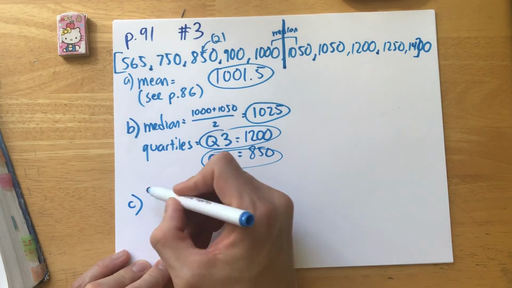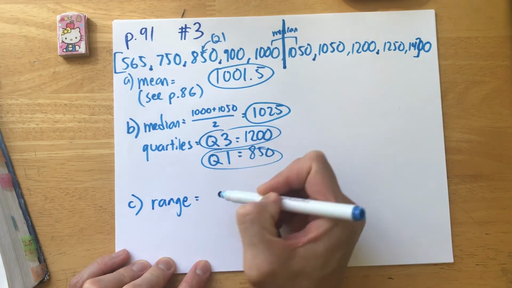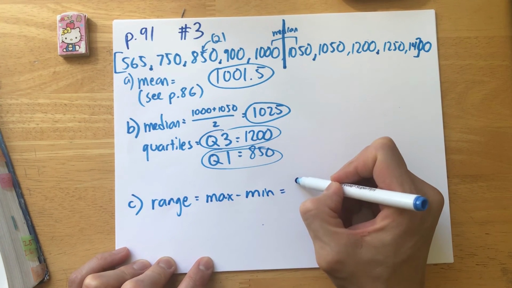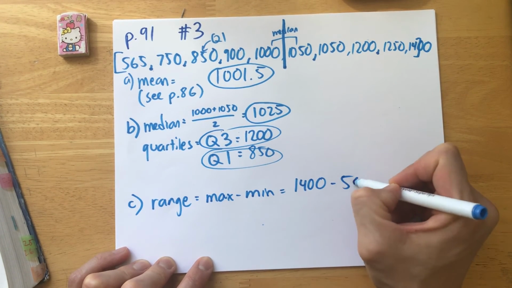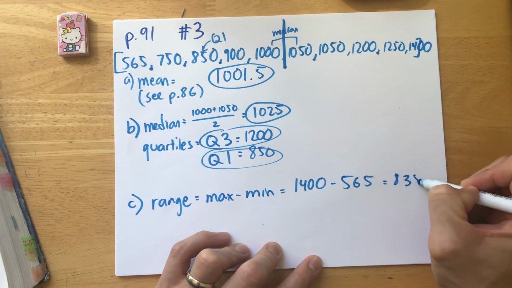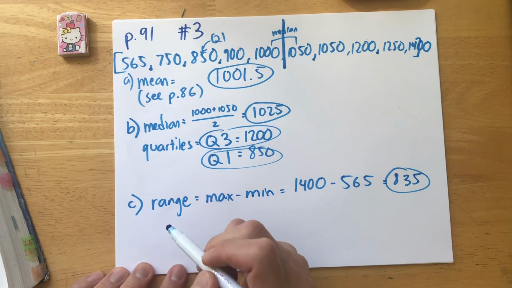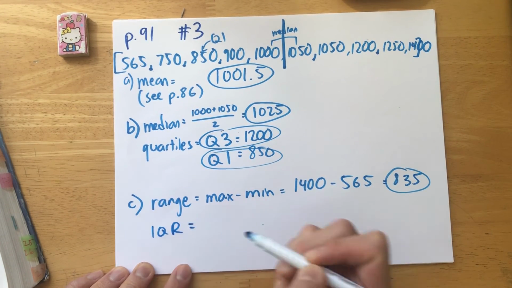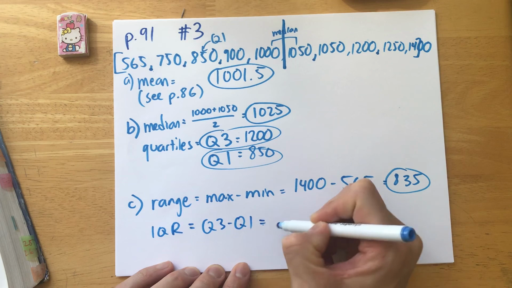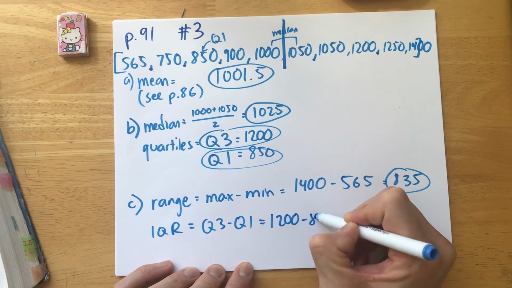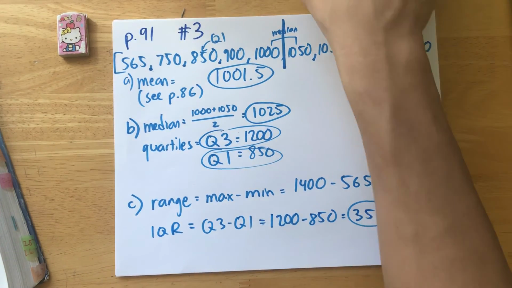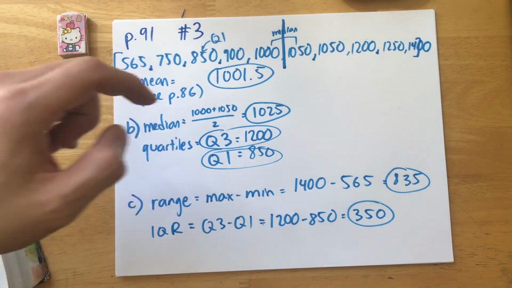And then the range. You guys remember that's simply your max minus your minimum. So that's going to be my 1,400 minus my 565, which, if I'm not mistaken, is 835. And then I need my IQR, which is easy because I already did it earlier. It's my Q3 minus my Q1: 1,200 minus 850 equals 350.